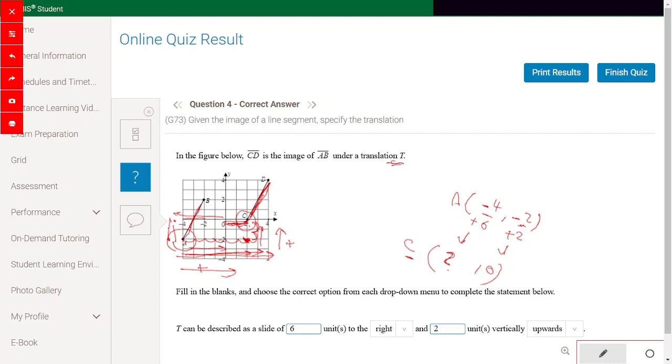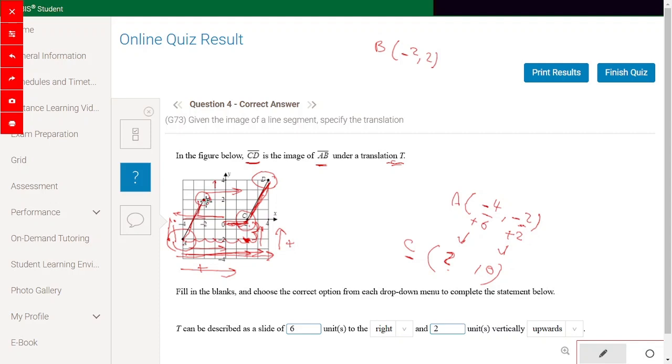Now, for point B and point D: D is the image of point B, because here it says CD is the image of AB. Now, how do we move point B to point D? It means I have to move also to the right, then upwards. Now, what are the coordinates of point B here? As you see, it would be (-2, 2).